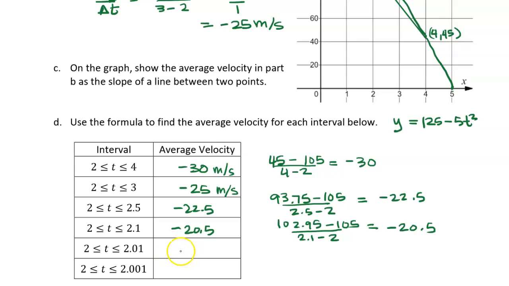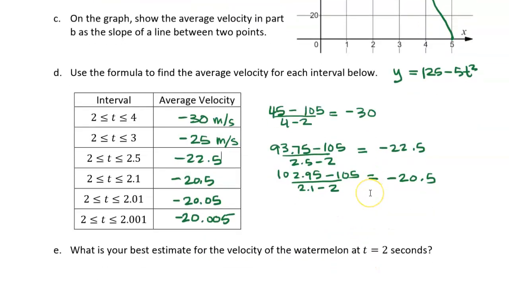Now, when I do it for 2.01, I'm taking a really small interval between 2 and 2.01. I do that same calculation and I get negative 20.05. I do the same calculation, now between 2 and 2.001, so I'm taking smaller and smaller intervals, closer and closer to 2, and I get negative 20.005. I don't know what happened up here. Rewrite that. All of a sudden it jumped on me. Negative 22.5. All right, so there are my average velocity calculations.